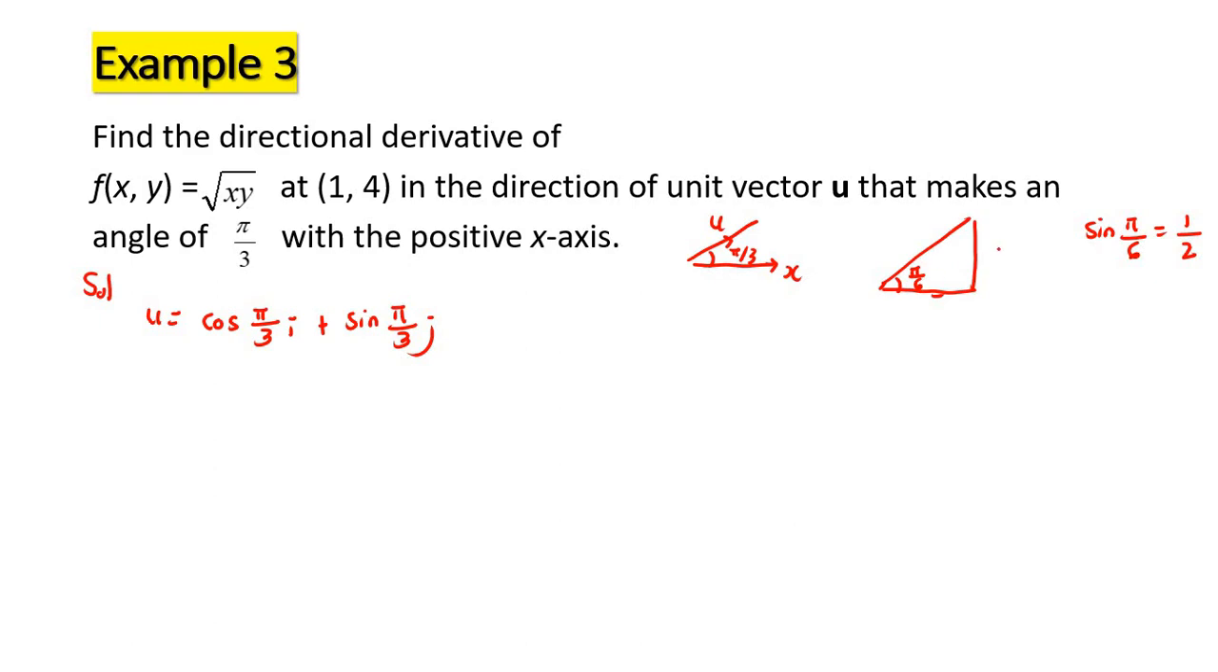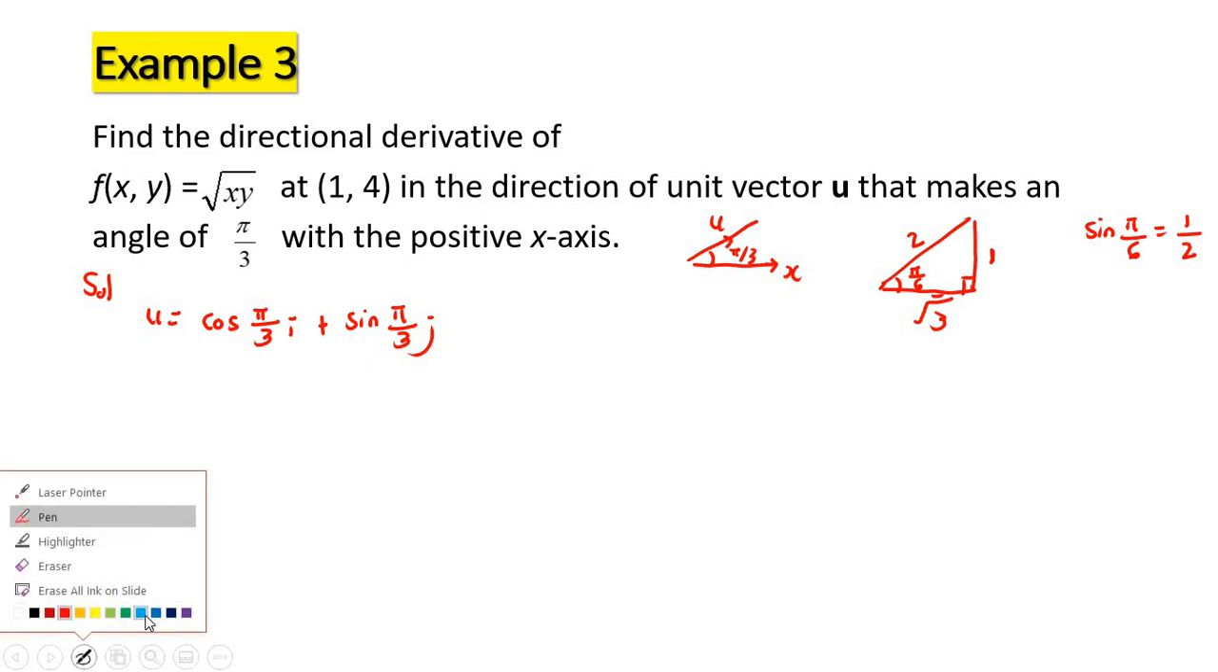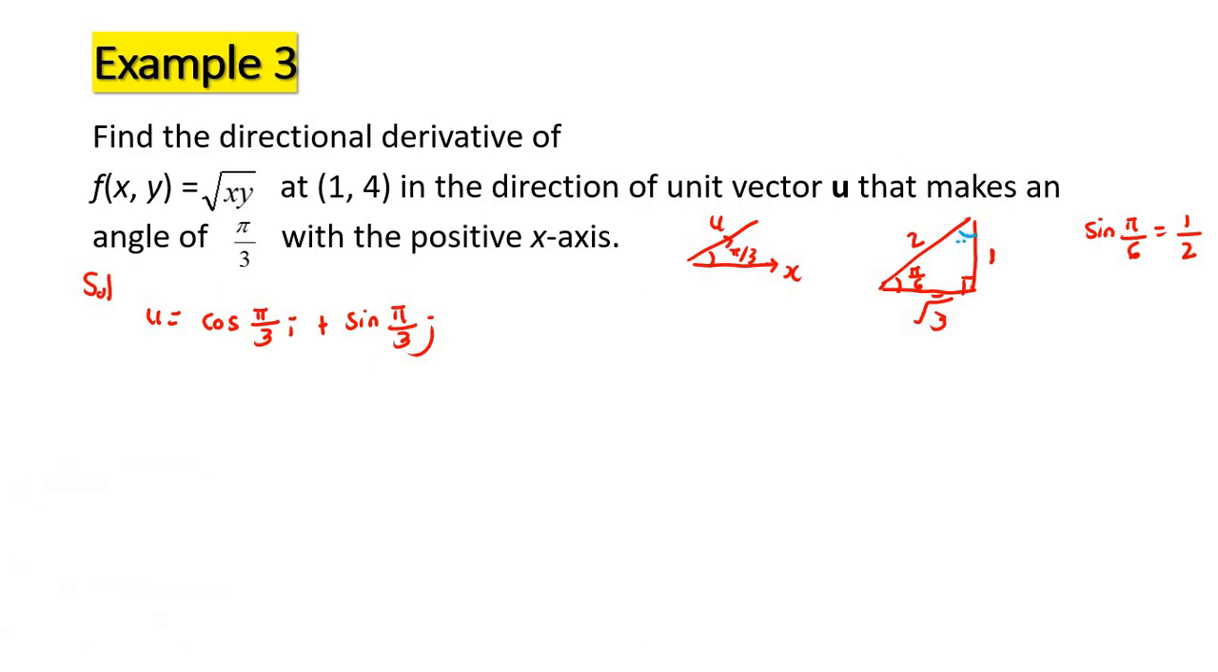Sin of pi over 6 is opposite over hypotenuse, half here. Using the Pythagorean theorem, the adjacent length will be root 3. The angle here will be pi over 3. So cos pi over 3 is 1 over 2, giving 1 over 2 i. Sin pi over 3 is opposite over hypotenuse, which is root 3 over 2.